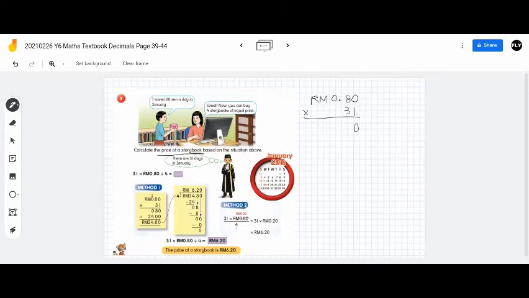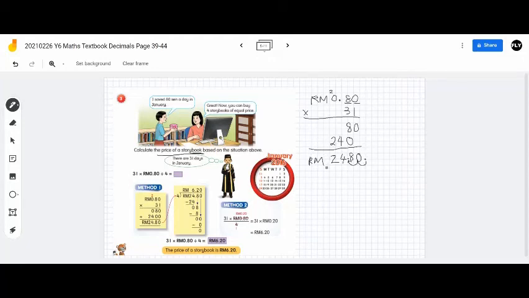So 1 times 80 is 80, 3 times 80, 240, you don't have to write it. 30 is 0, right underneath 8. Okay? 3 times 8 is 24. So 24. 300 plus 2, 2. So your answer is 0, 8, 4, and 2. Don't forget the decimal point here. You have 2 decimal places, or we call it 2dp. So you must move your decimal point twice. 1, 2. So your answer will be 24 ringgit and 80 cents. Don't forget to write your unit RM.